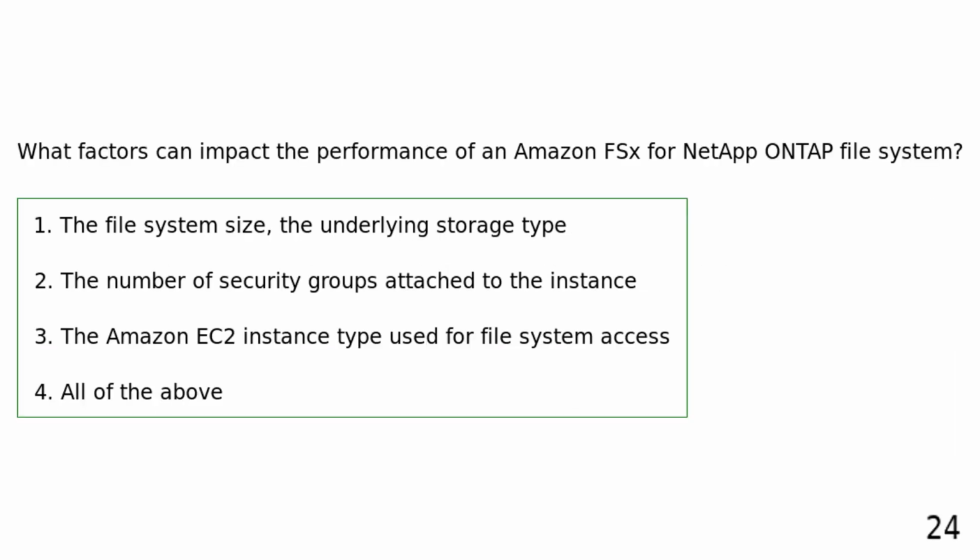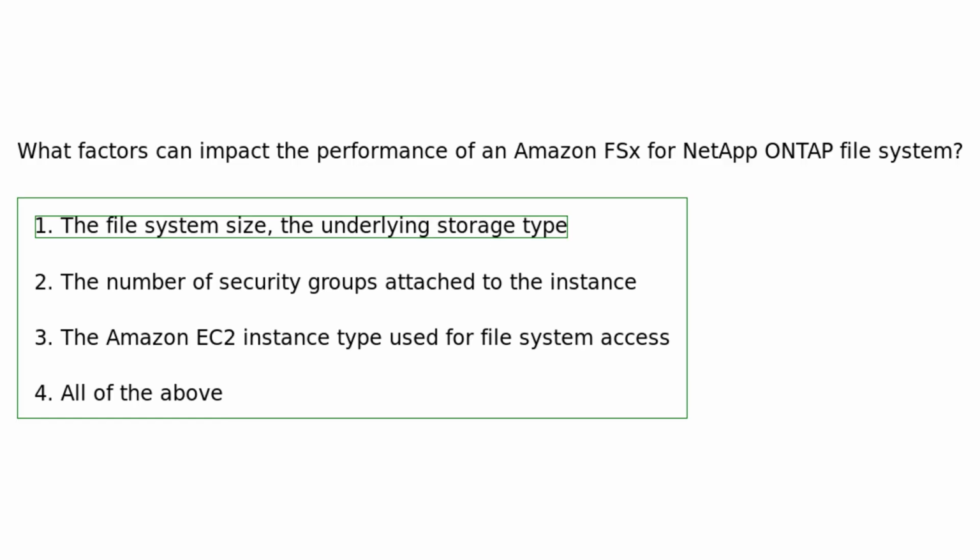What factors can impact the performance of an Amazon FSx for NetApp ONTAP file system? The file system size, the underlying storage type. All of the above. The number of security groups attached to the instance. The Amazon EC2 instance type used for file system access. The performance of an Amazon FSx for NetApp ONTAP file system can be influenced by the file system size, the underlying storage type, and the Amazon EC2 instance type used for file system access.